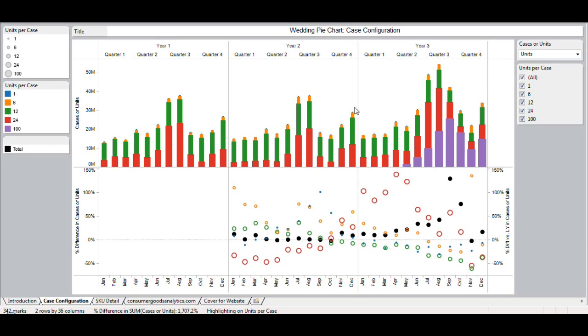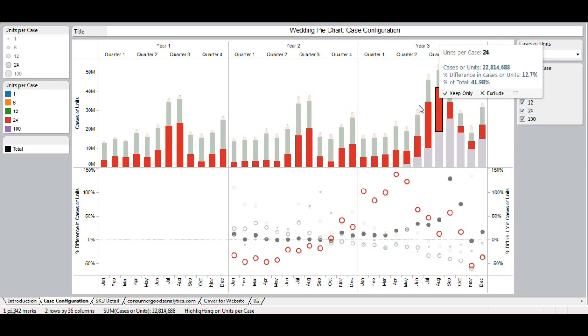Now let's look at how to interact with the visualization. There are a few things that we can do. The first one is we can highlight one of the bars. For example, if we highlight the red bar, which is the 24 cases configuration, we can clearly see how the trend has been performing.